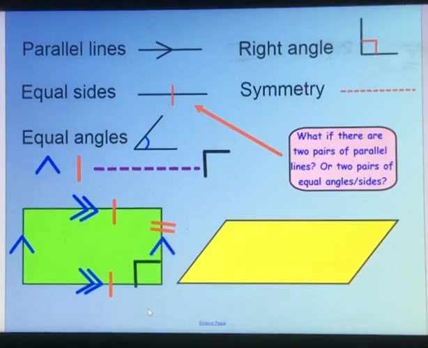So have a go at labeling all of your shapes, and you'll then be able to see the difference. Okay, thanks class 6.